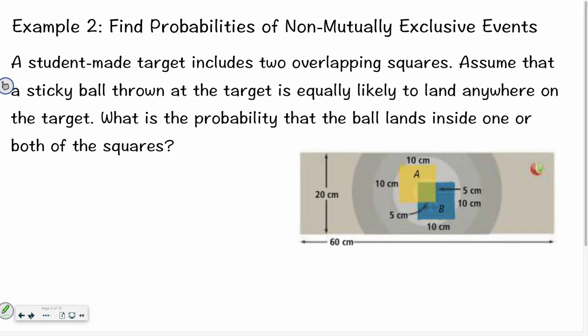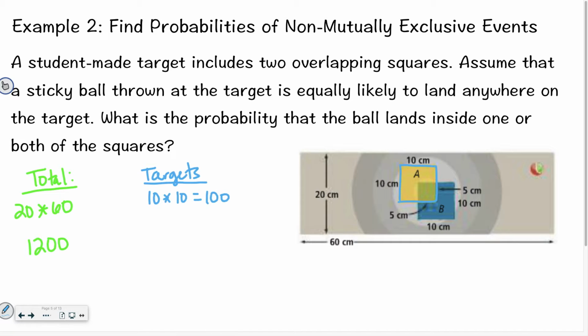So the first thing you always want to do is figure out what your total sample space is. The target is 20 centimeters by 60 centimeters. So I'm going to say the total is 20 times 60, which is 1,200, okay? Now I need to find the areas of the squares. We have 2 squares that are the same size. They're both 10 by 10. So 10 times 10 is 100, and there's 2 of those, so 10 times 10 is 100, times 2 is 200.